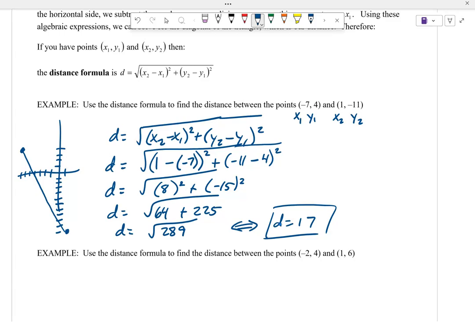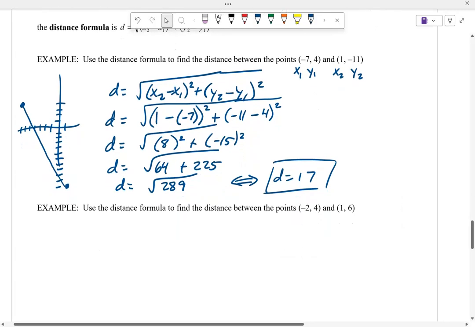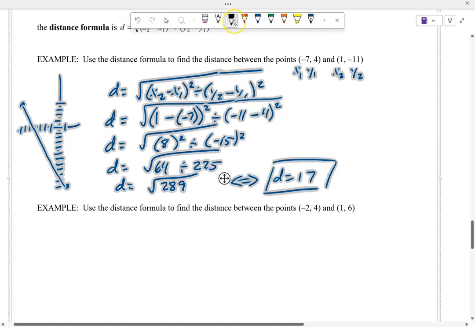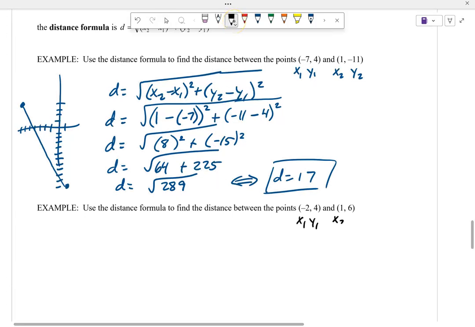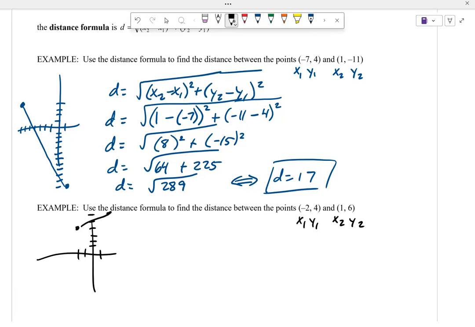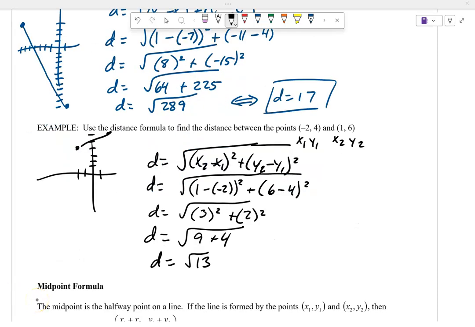I would go ahead and do this next problem on your own. Go ahead and name it x1, y1, x2, y2, and see how far it is from -2, 4 to 1, 6. It's telling you that distance. So go ahead and plug it in to that formula and check yourself. Go ahead, pause the video. Looks like you end up with square root of 13 on this, which, by the way, that's between what and what as a decimal if you didn't punch that into your calculator.